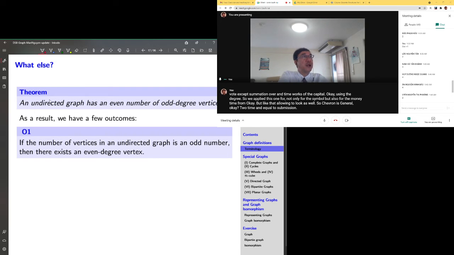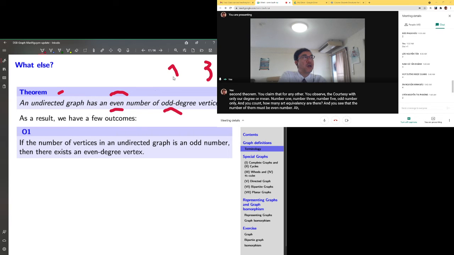Then after theorem 1, we have the second theorem. You claim that for any undirected graph, you observe the vertices with only odd degree. Odd means number 1, number 3, number 5, odd numbers only. You count how many odd degree vertices there are, and you see that the number of them must be an even number.